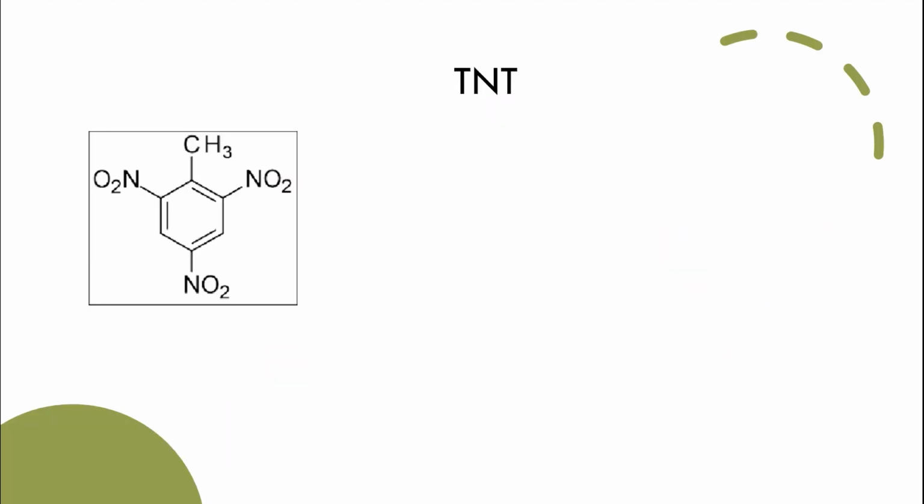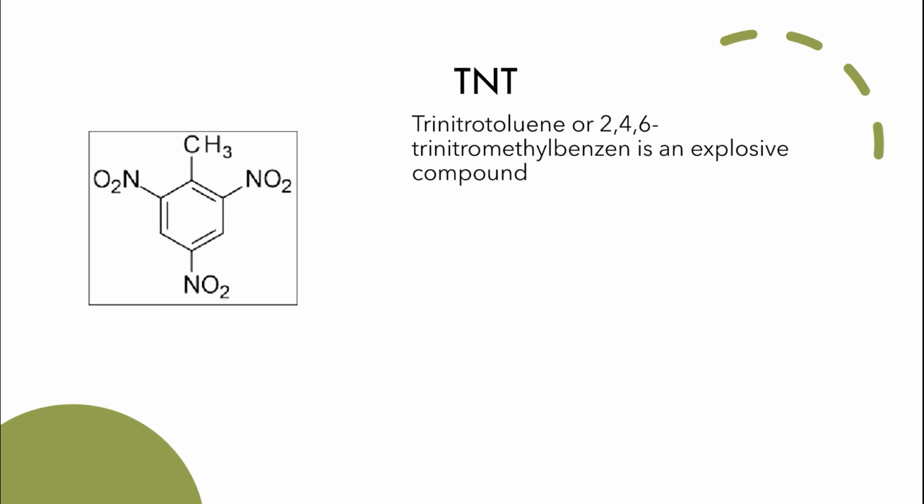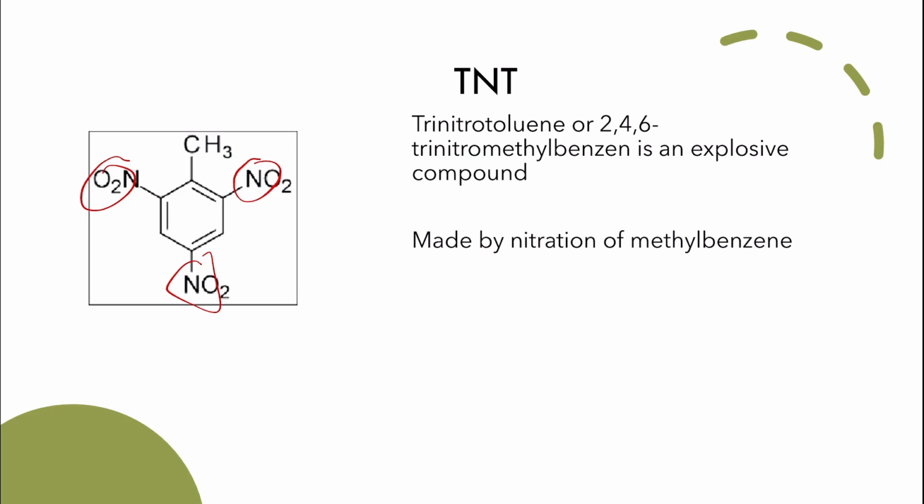Nitration is a very important reaction which is used in production of several important products like TNT. So TNT is trinitrotoluene, or 2,4,6-trinitromethylbenzene. This is an explosive compound. This is produced by nitration of methylbenzene. So nitration of methylbenzene can add three nitro groups to the benzene ring, and these are going to be in positions 2, 4, and 6 to produce TNT.